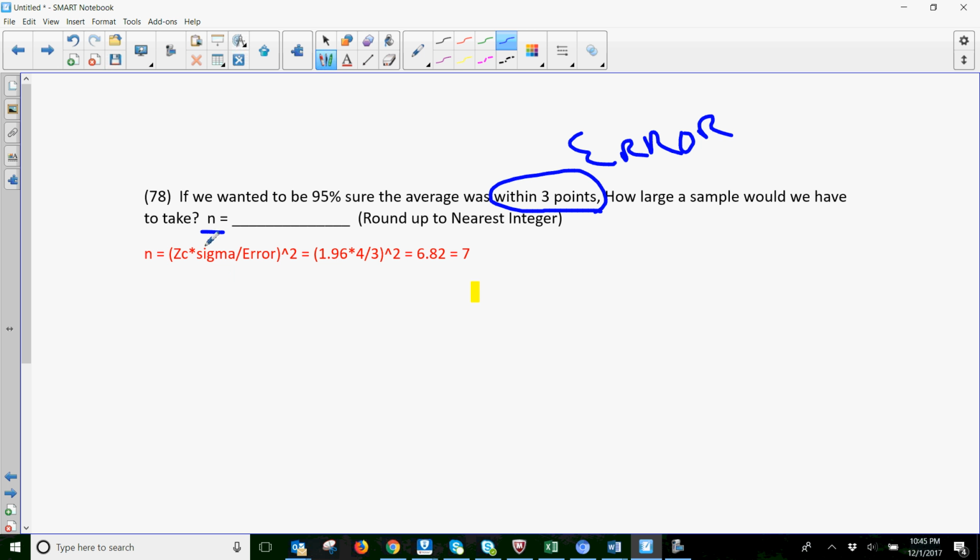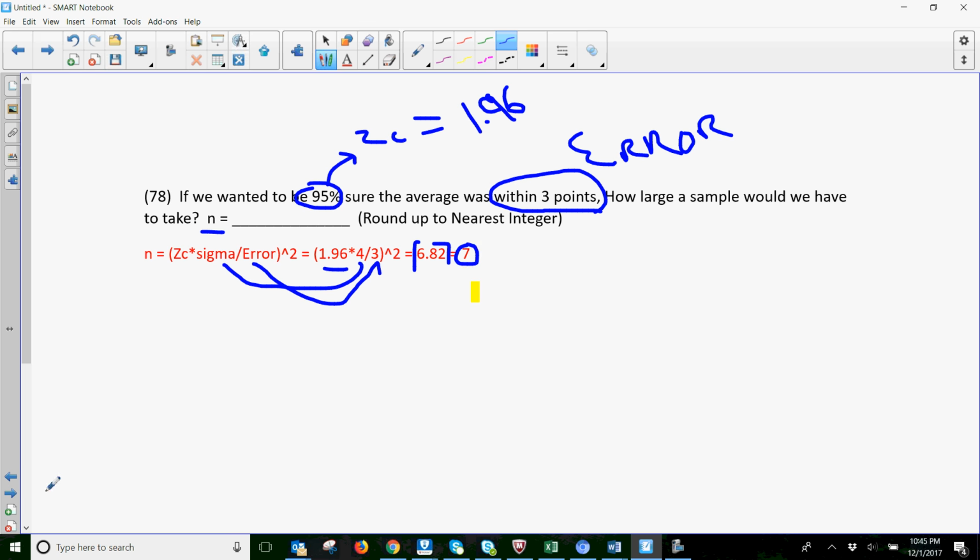So if we take our error formula and solve it for n, 95% is going to tell us that z critical is equal to 1.96. That's right here. And then sigma over the error. So sigma is right here, and the error is 3. And then we just square that, and we round up, right? Ceiling function. So therefore, we have to take at least 7 people.